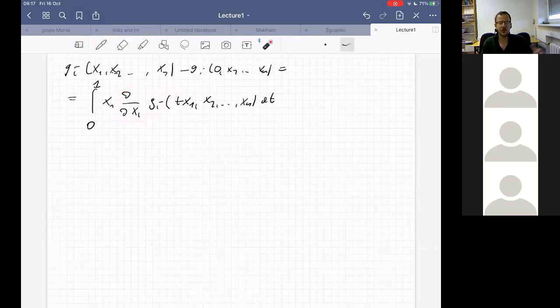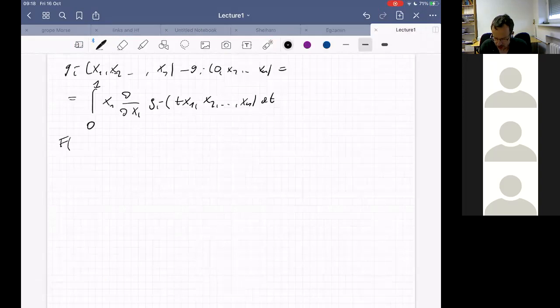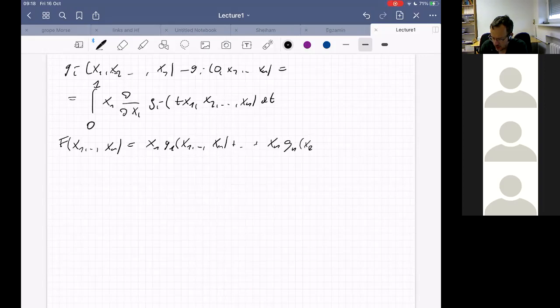I lose differentiability, but it's not the optimal regularity that you can get here. Okay, so I'm back in the statement where I can write g1 of x1 ... xn plus ... plus xn gn of x1 ... xn, with gi not depending on x1 for i greater than one. Okay, that's what I ended up with.